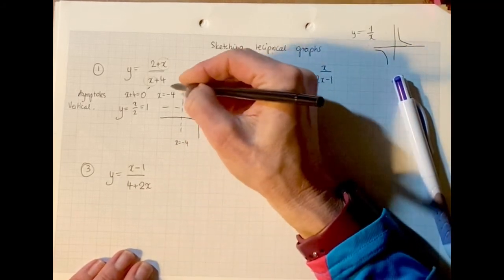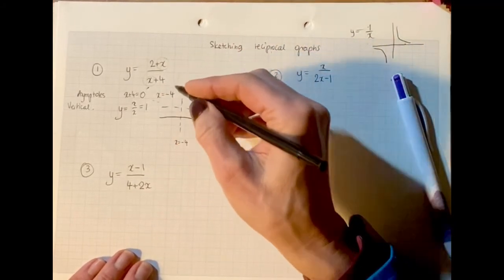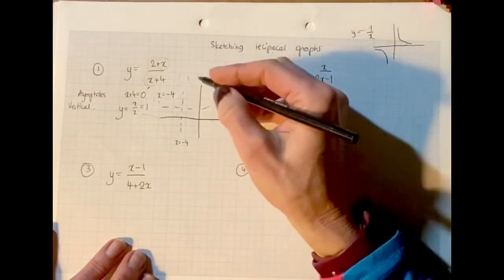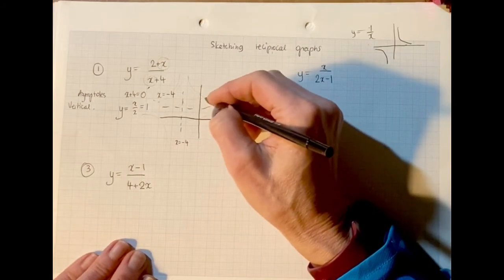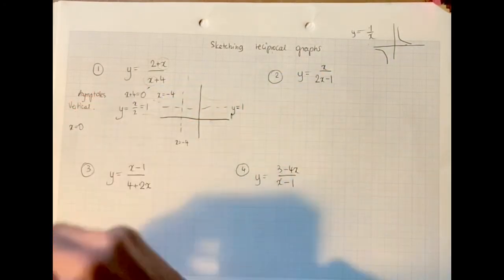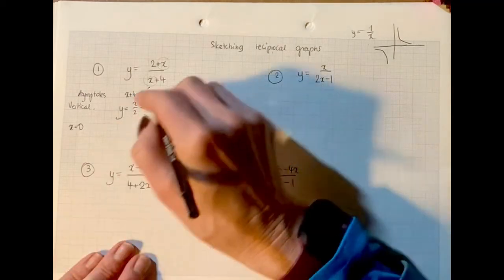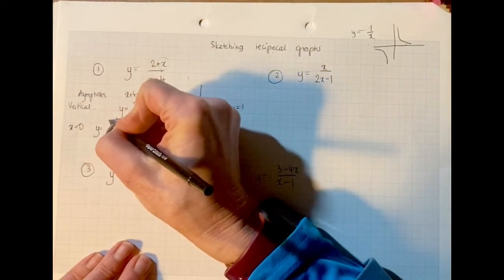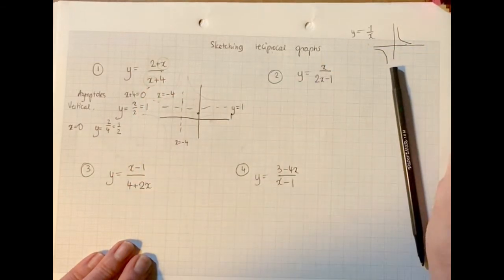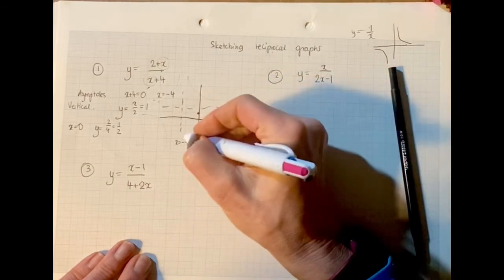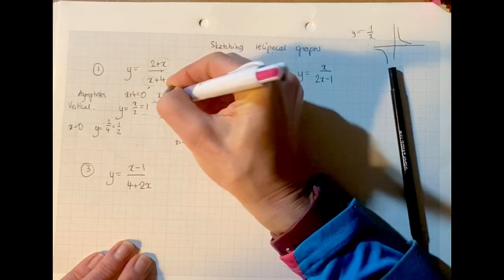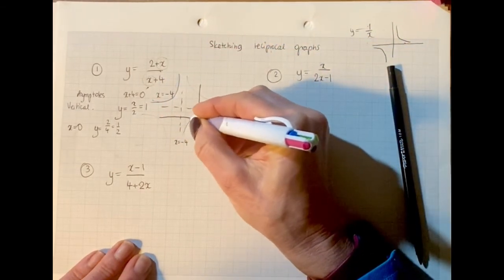So your graphs will go either, you'll have 2 branches over here, or 2 branches over here. So no matter what you do, there will be some intersections with the axes. So let's make x equal to 0 and see where the graph crosses the y-axis. So let's put x equal to 0, y is equal to 2 over 4, which is a half. So that is going to be over here.